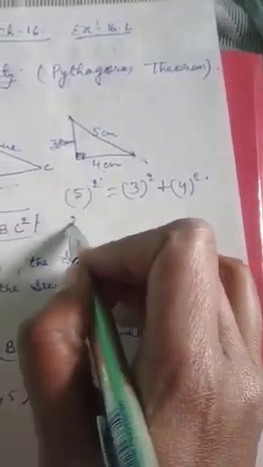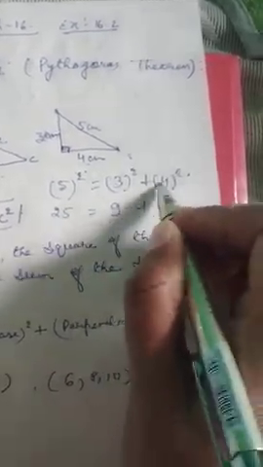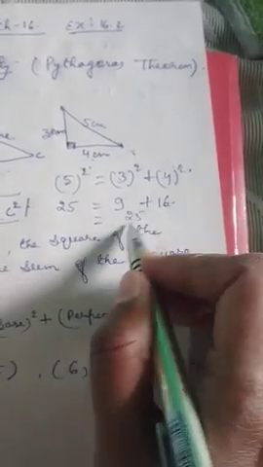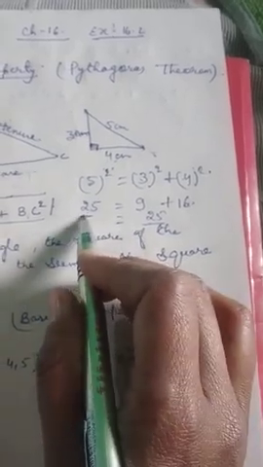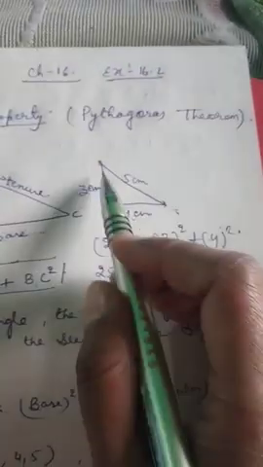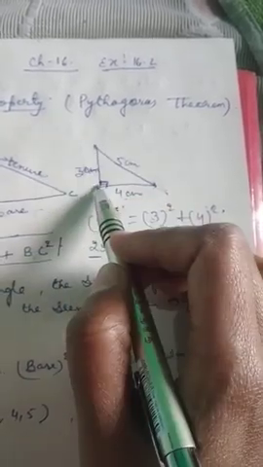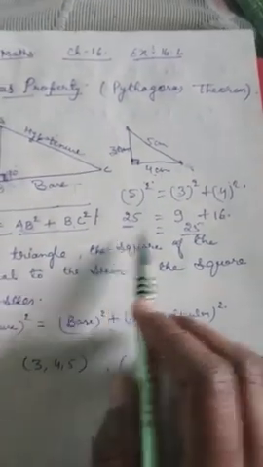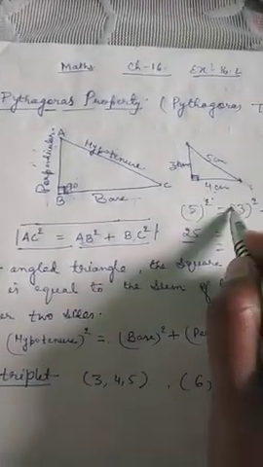5 square means what? 5 fives are 25. 3 square means 3 threes are 9. 4 square means 4 fours are 16. 9 plus 16 will be equal to 25, and this side is also 25. Yes, this property is fulfilled with these sides in a right triangle. Okay, right angle triangle: 5 centimeter, 4 centimeter and 3 centimeter. If both sides are equal, it means the Pythagoras property is fulfilled here.